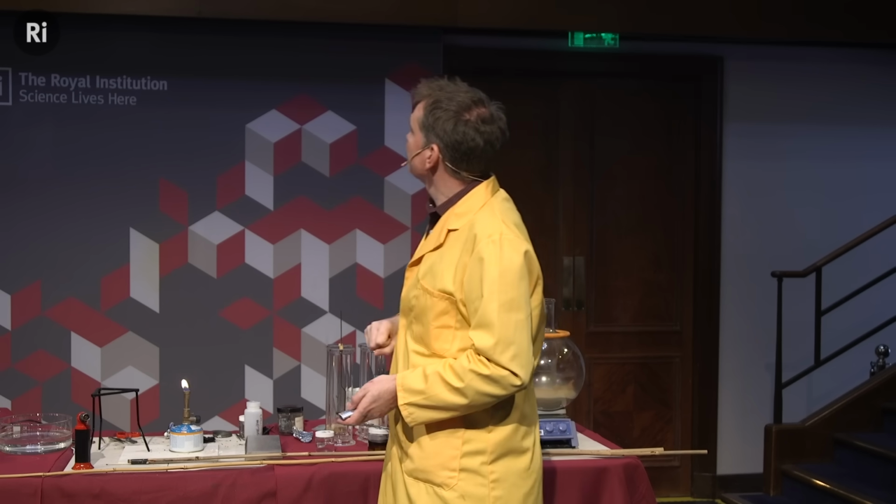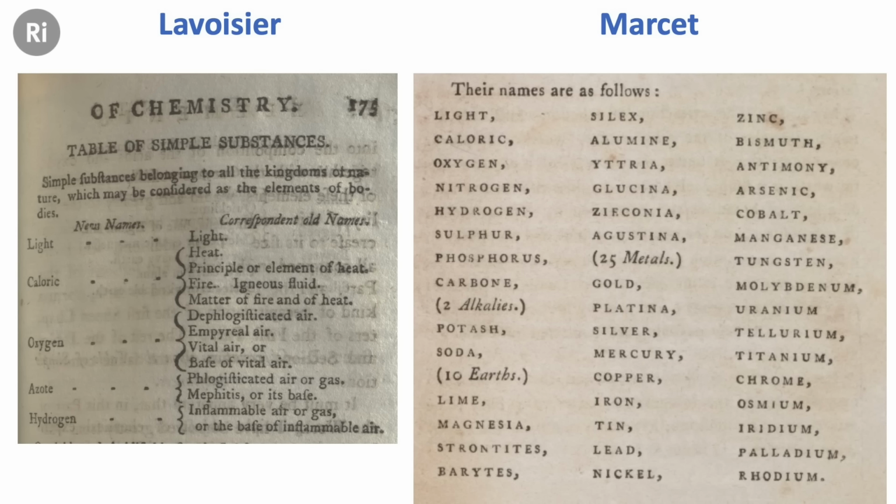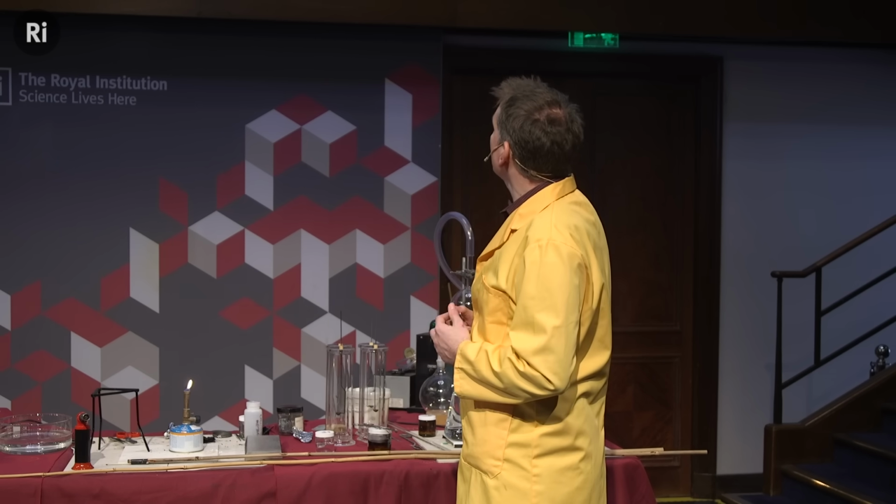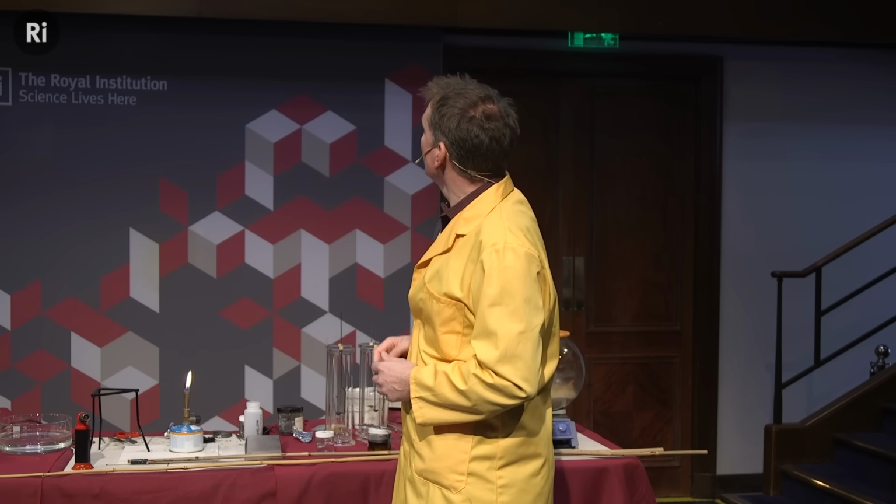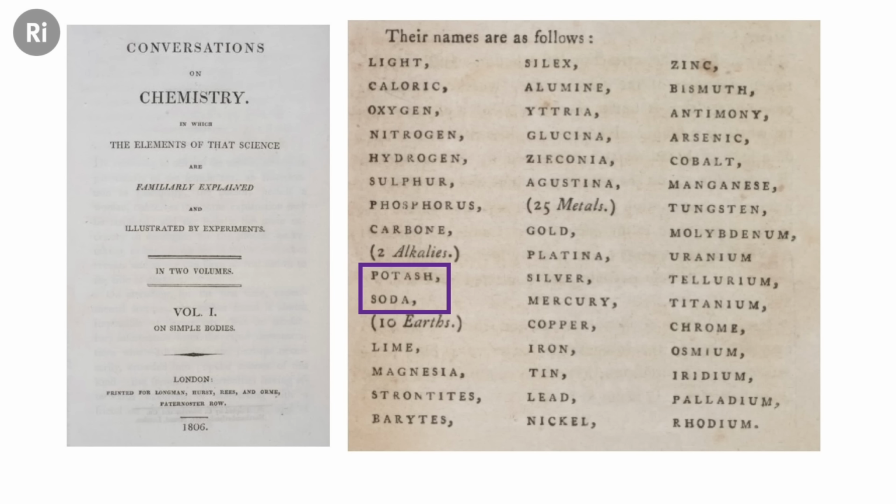And here it is. So it's very similar to Lavoisier's list. Also at the top we see light and caloric and oxygen, then nitrogen, hydrogen. So it starts off exactly the same. This is the list of elements. There are a few more elements in here than Lavoisier had because it's 20 years later. But there are some things that are not elements that are in both Lavoisier's list and in this list here. And these are, we see, potash and soda.